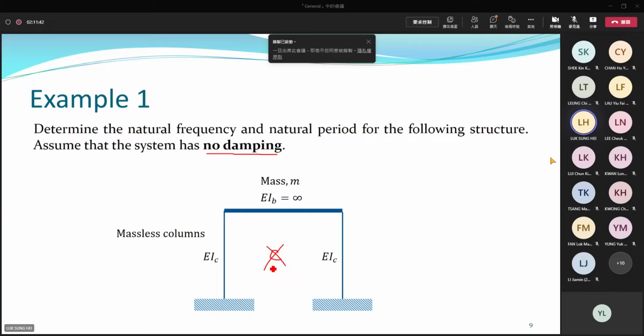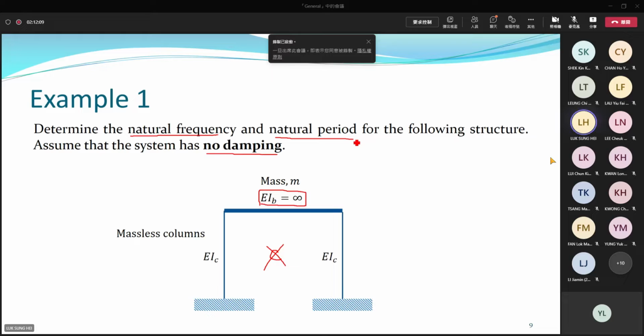In this example, we have a single degree of freedom system with rigid beam assumptions. Assume that the beam is perfectly rigid. The stiffness is provided by two massless columns. What are we going to do? We are going to determine the natural frequency and natural period for the following system without damping.